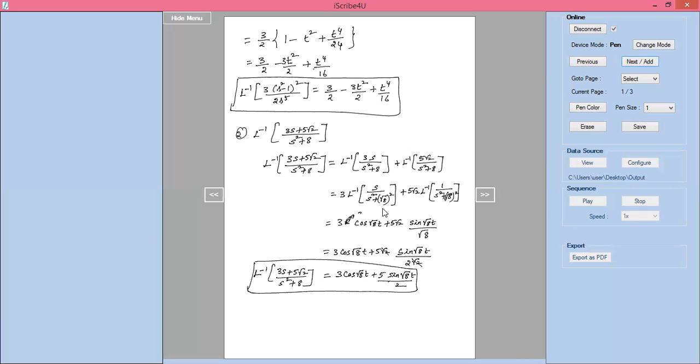Any doubts in this problem? Right. So one more problem we will see next.